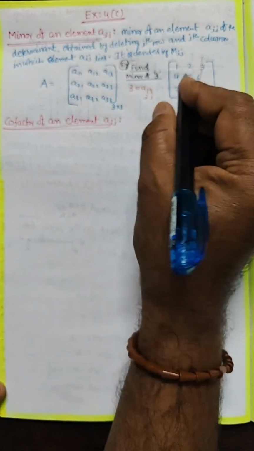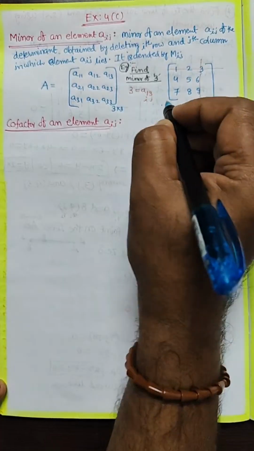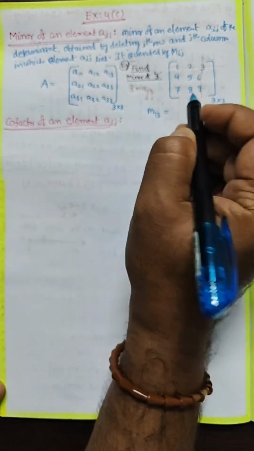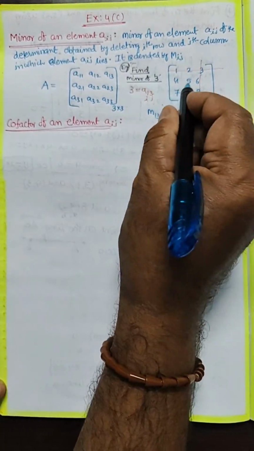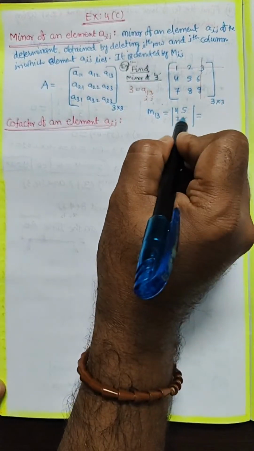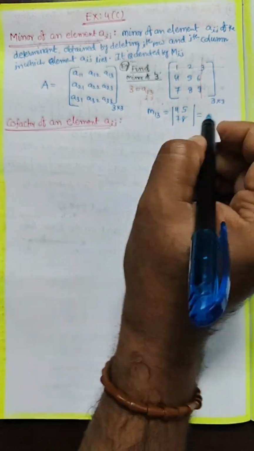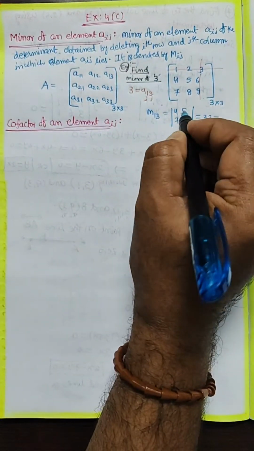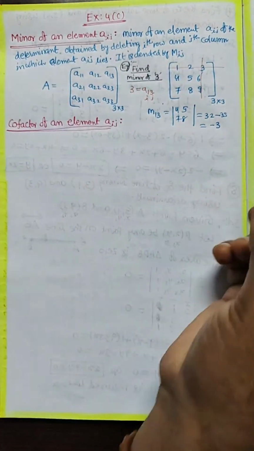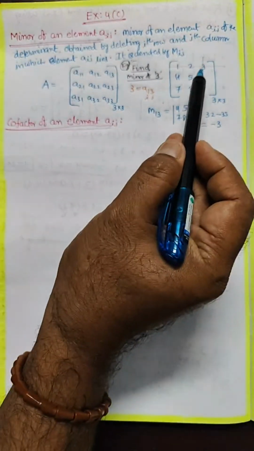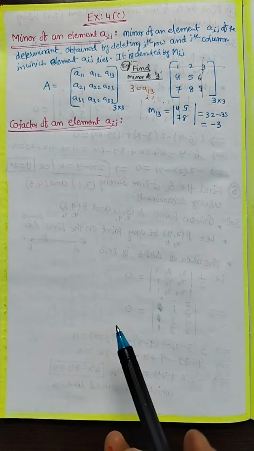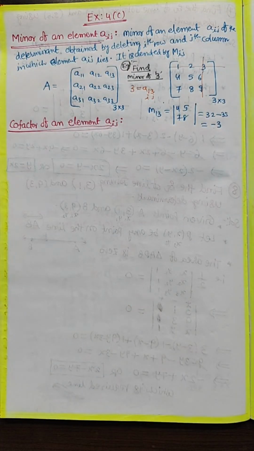The rest of the determinant is this one, so it is denoted by Mij. M13 is equal to the determinant of 4, 5, 7, 8. We know how to calculate a 2 by 2 determinant: 4 into 8, 32, minus 7 into 5, 35, which is equal to minus 3. Therefore, the minor of the element 3 is equal to minus 3. This is the way we can calculate, dear students. I hope you understand the definition.